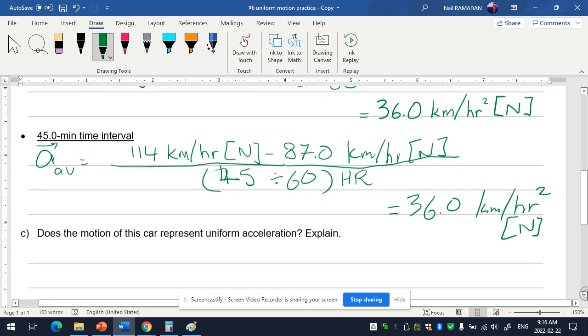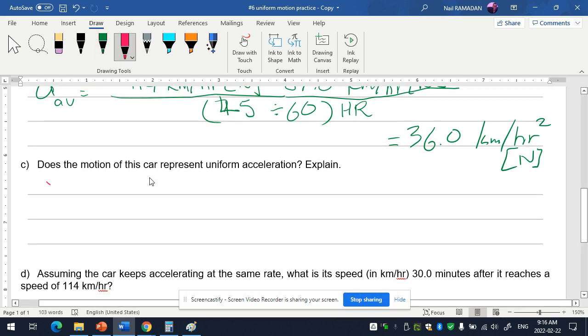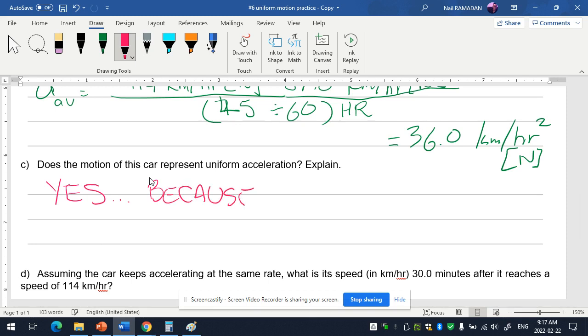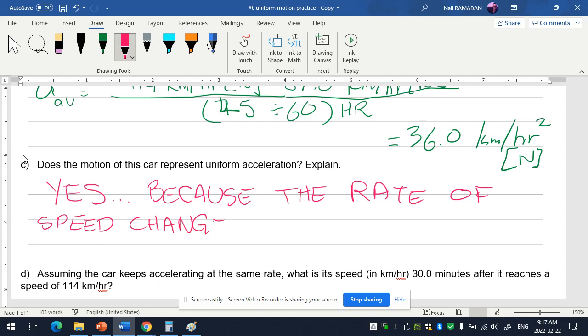So does this motion represent uniform acceleration? Yes. So let's write a quick explanation. Because the rate of, I don't want to call it speed gain, even though it is gaining speed. I'm going to call it speed change as a neutral term. The rate of speed change. By the way, you can call it velocity change. Speed change is fixed and constant all the time.